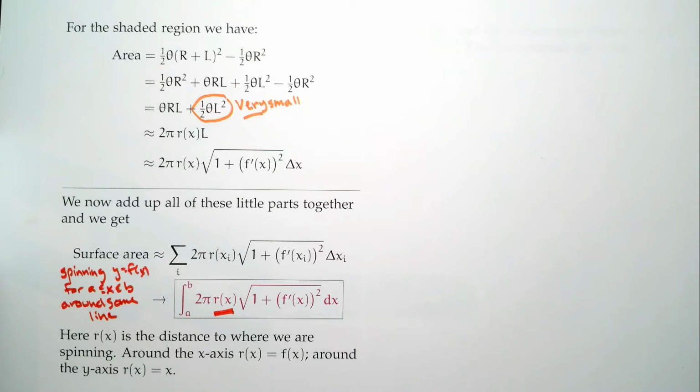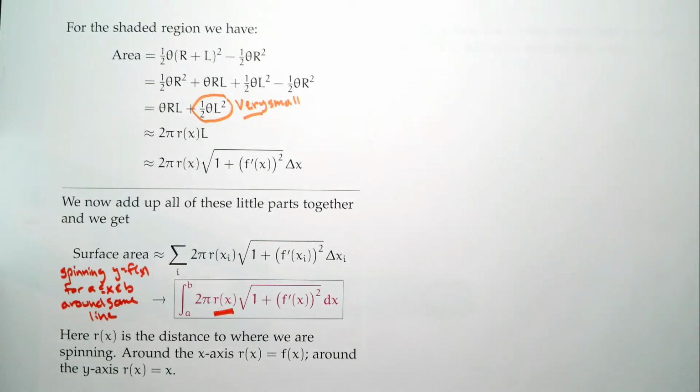If we're spinning around the x-axis, then the distance is the value of the function. If we're spinning around the y-axis, the distance to the y-axis is x. If we're spinning around a line, well, we vary it. It just depends on the situation.